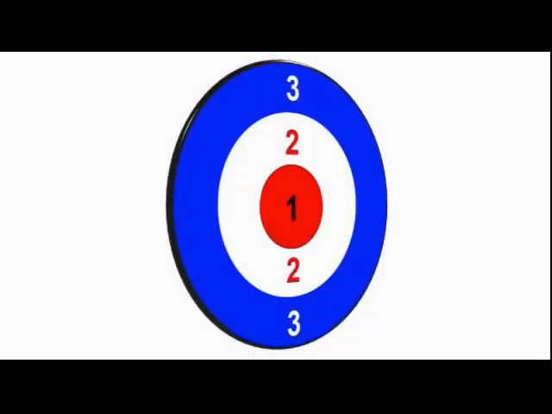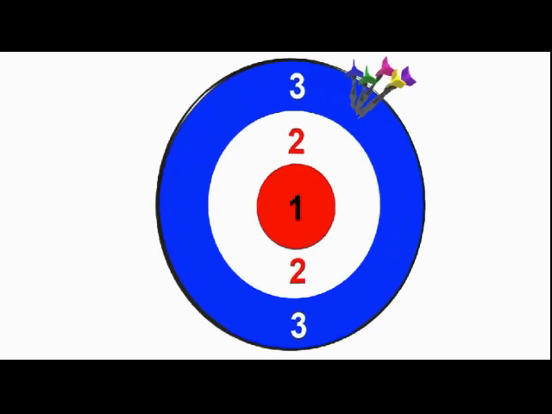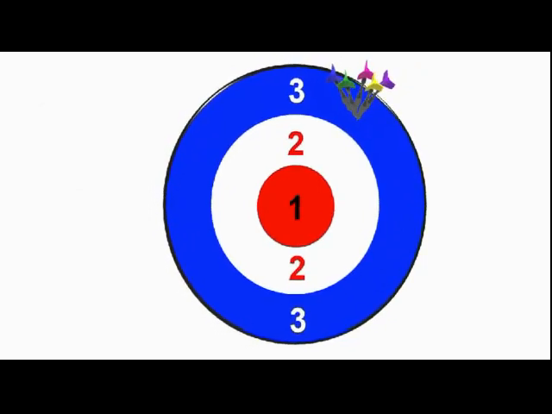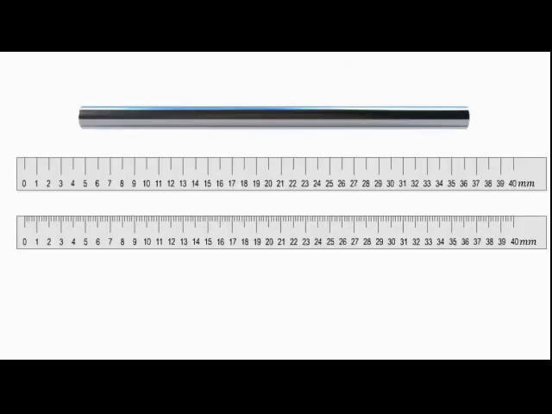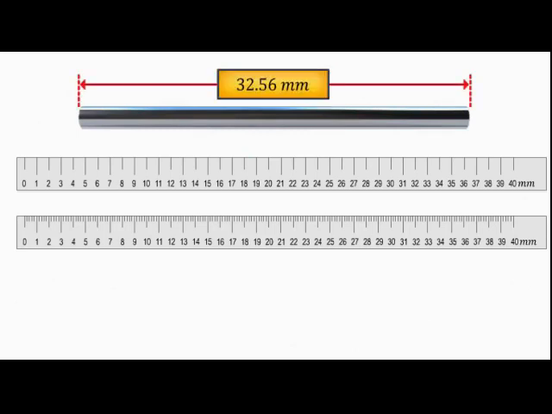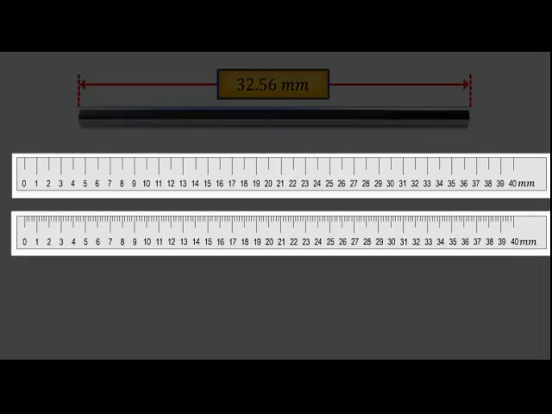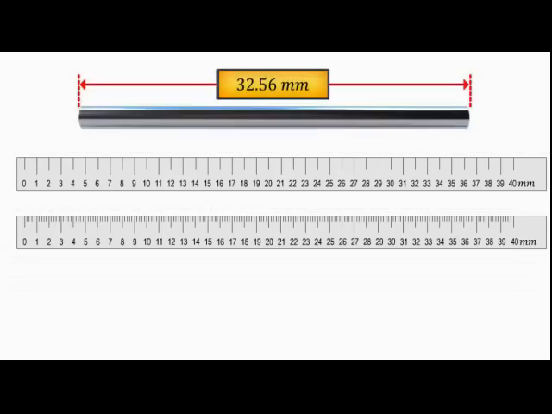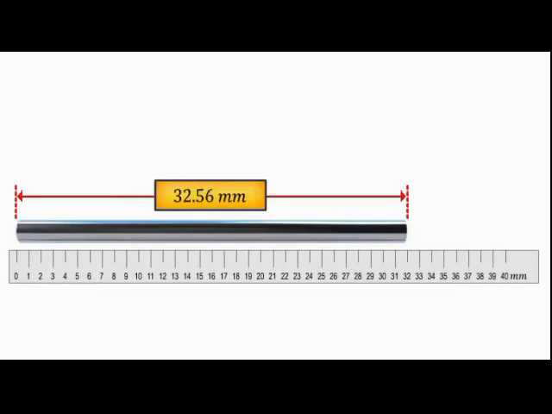Precision is the degree of resolution of a measured value when the same quantity is measured with different devices. If all 5 darts land at the same point, then the throws are said to be precise. Take, for example, an object whose absolute length is 32.56 mm, measured using 2 different instruments. Using the first instrument with a resolution of 1 mm, we obtain the measurement as 32 mm.